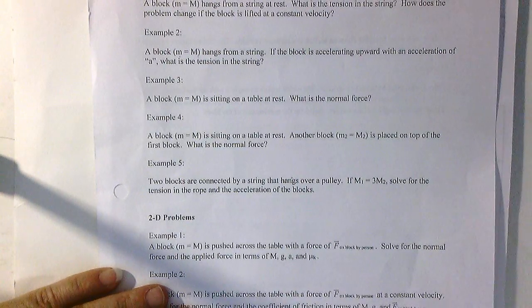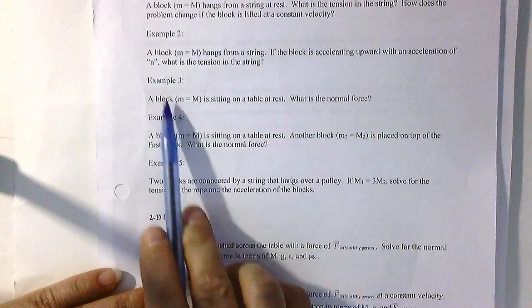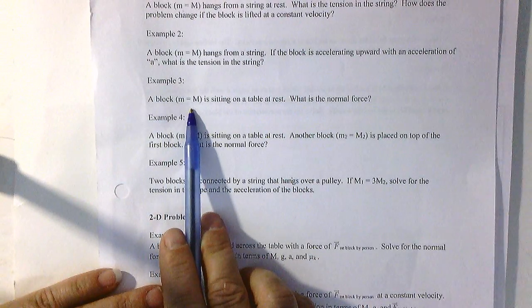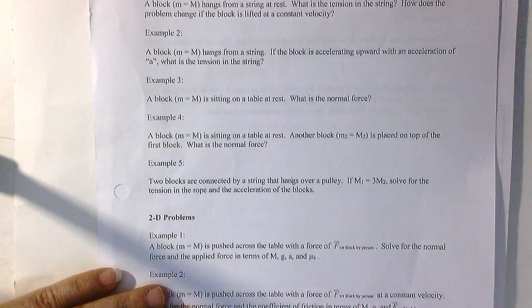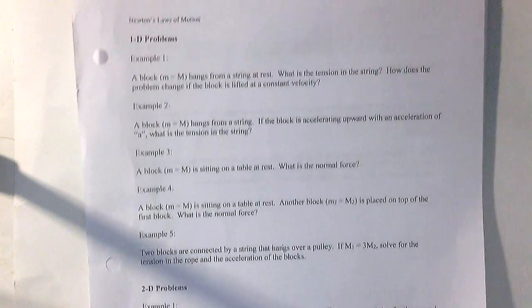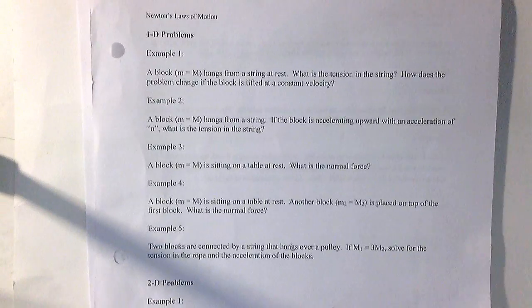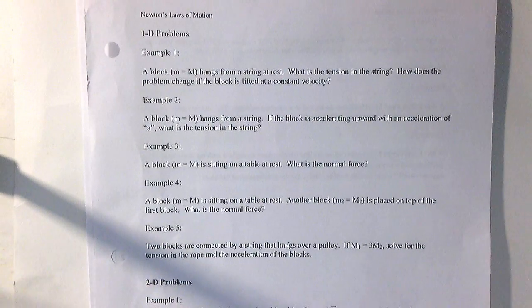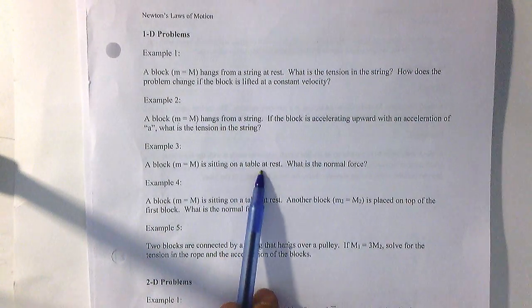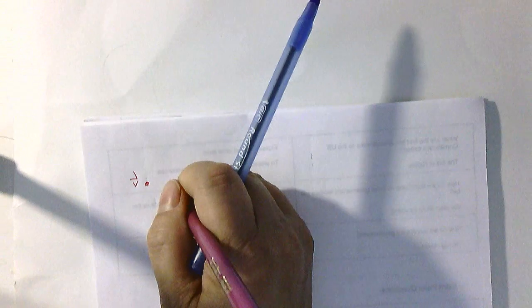Okay, in this video, we're going to go ahead and do example 3. We have a block sitting on a table at rest. What is the normal force? Okay, so let's go ahead and draw our motion diagram and our free body diagram. In this case, we are at rest. So what we're going to do is draw our velocity vector and our acceleration vector.